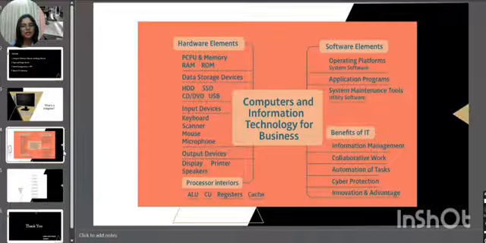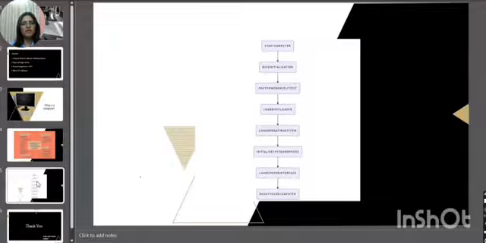And finally, we have innovation and advantage. It allows businesses to stay competitive by using the latest technologies. So, to summarize the mind map, it shows how hardware and software elements work together to power business processes, and how IT brings major benefits in efficiency, security, and also collaboration. Now let's move on to the flowchart.